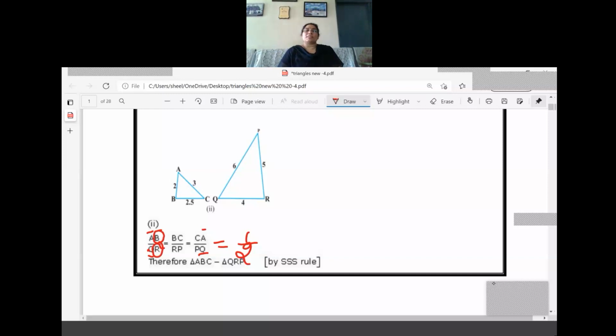So triangle ABC is similar to triangle QRP by the SSS rule. By the SSS rule, all three sides are in the ratio 1 by 2. So now we got the SSS criterion. These two triangles are similar. So we should write the similarity, and we should follow the order.